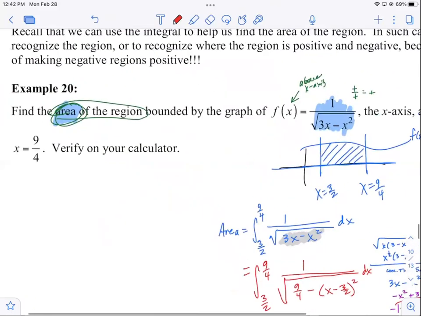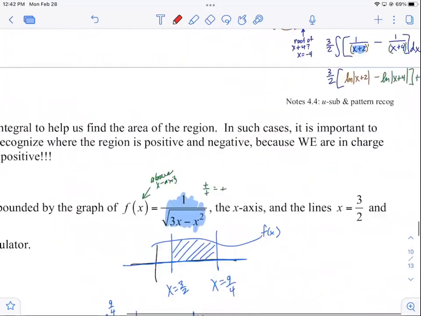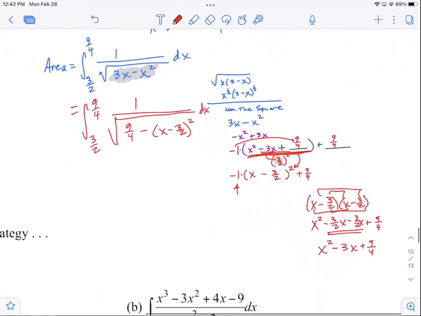If you have to complete the square on the AP exam, it's probably going to be closer to what we did up here on part C, okay? I just want to show you that there are levels of fun to be had here.